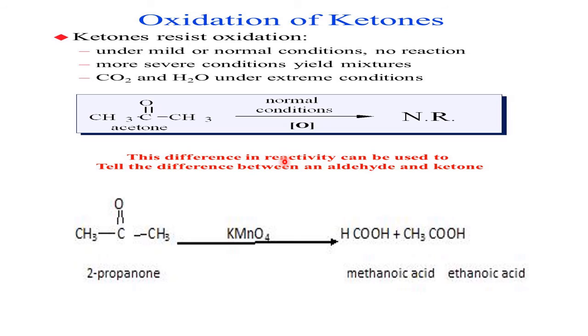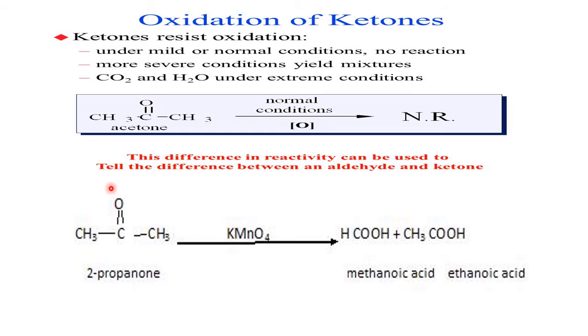So this difference in reactivity can be used to tell the difference between an aldehyde and a ketone. By chance, if you want to go for oxidation of ketones, I already told you, it needs extreme conditions. Thereby, what happens in the case of oxidation of ketones is the C-C bond breaks. In aldehydes, the C double bond O breaks, but here the C-C bond breaks.